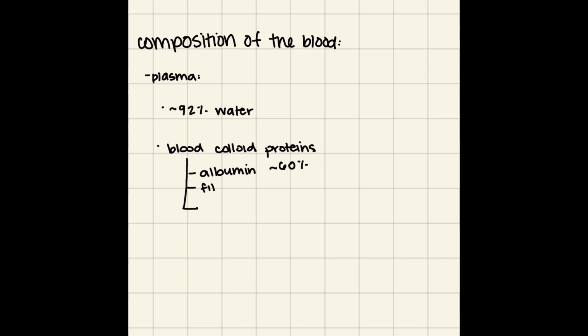And then there's fibrinogen. I can't spell. Fibrinogen is important because it's a clotting factor. I believe it's clotting factor 1A. We just learned that today, so I'm pretty sure it's clotting factor 1A. And then there's globulin. And that's just other globular proteins, basically, in the blood. And those are all colloid proteins.